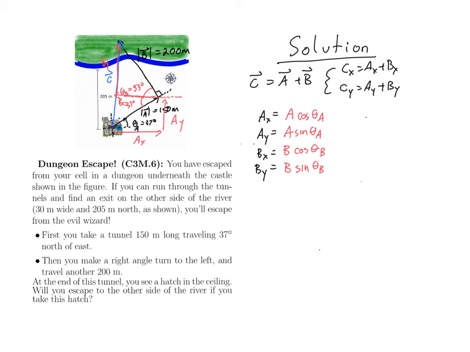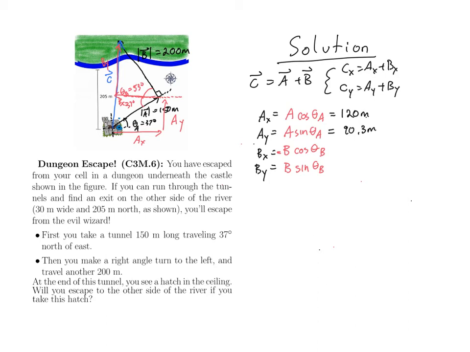Again, I should check my directions. Ax is positive, Ay is positive, By is positive, but Bx should be negative. So I'm going to put a negative sign on that. Okay, now I'm just going to go through and calculate each one of those things. 150 cosine 37 is 120 meters. 150 sine 37 is 90.3 meters.